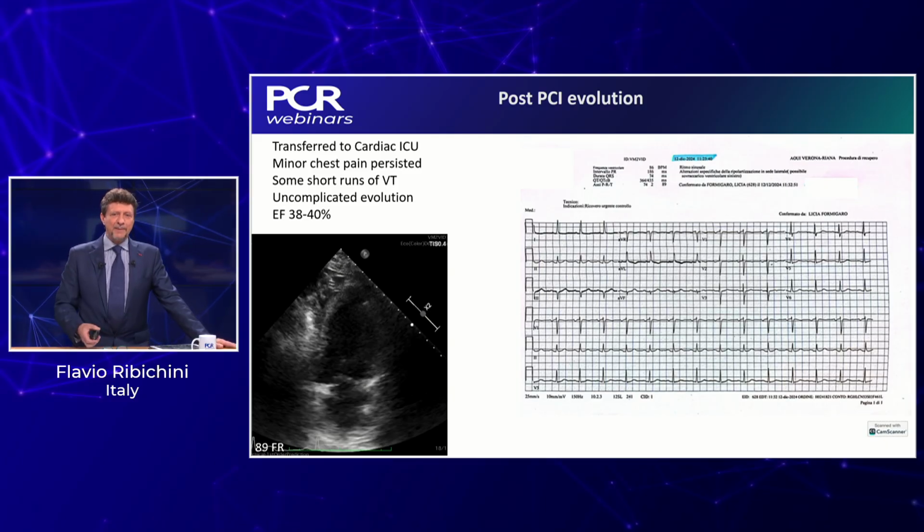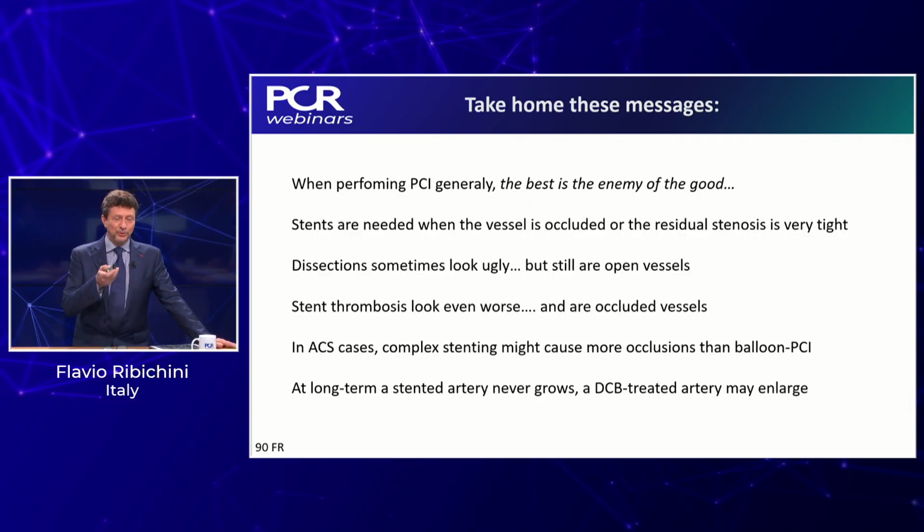So I'm happy that we had the time to show this case and go to the final conclusions. The final conclusion is that when you are performing a PCI, generally remember that the best is the enemy of good. This is one of the first things that one of my mentors taught me when I started this job. Stents are needed when the vessel is occluded, no doubt. And if the residual stenosis, after all what we have been saying, the scoring, the long inflations, remains still very tight, we need a stent. Otherwise, we need to send the patient home with a minimal residual stenosis.